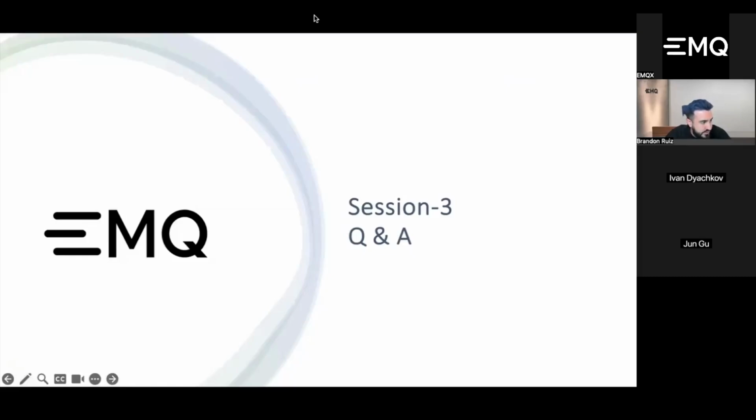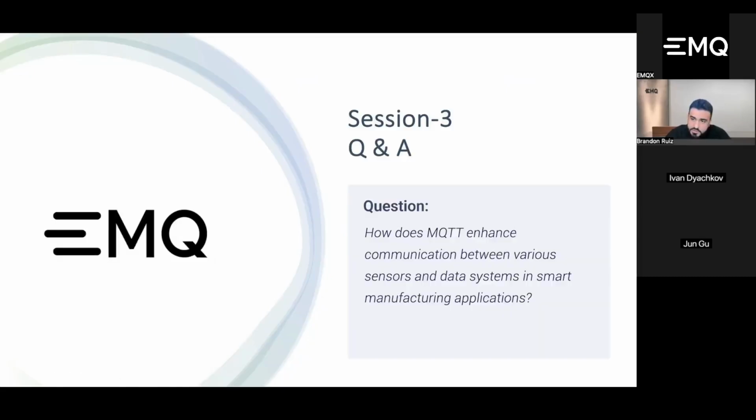Another one was, how does MQTT enhance communication between various sensors, data systems, and smart manufacturing applications? So that kind of goes back to the concept of leveraging something like a Neuron EX, which is deployed. And maybe, Ivan, if you have more thoughts on this after the fact, please do tag it on here.